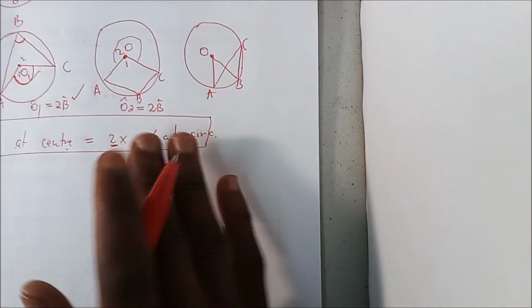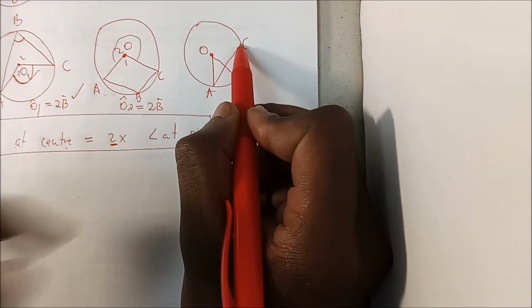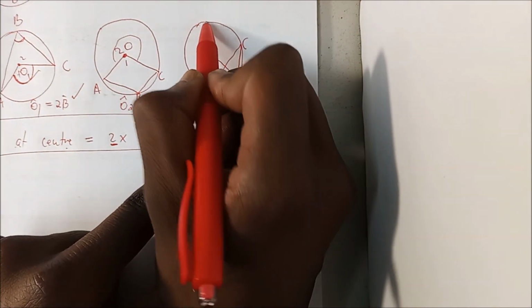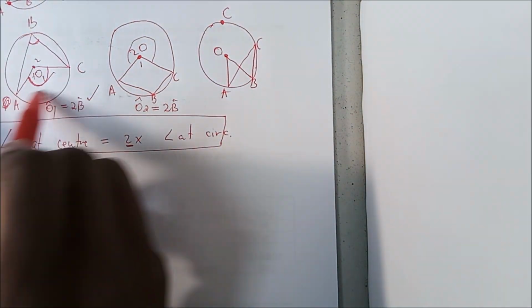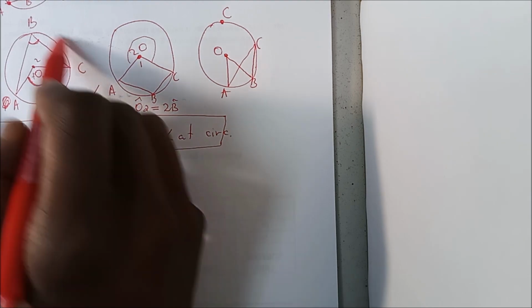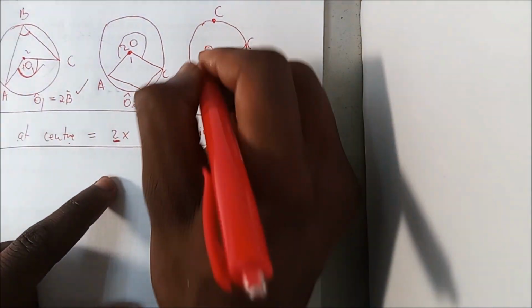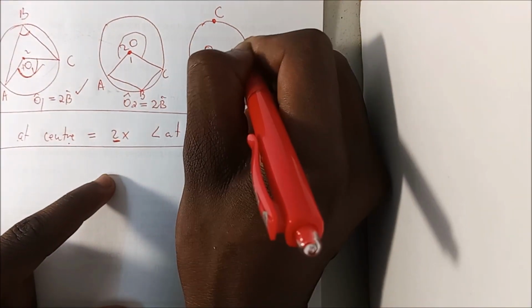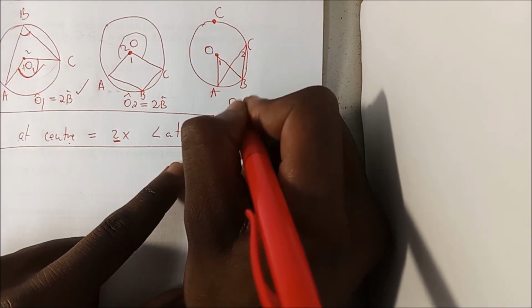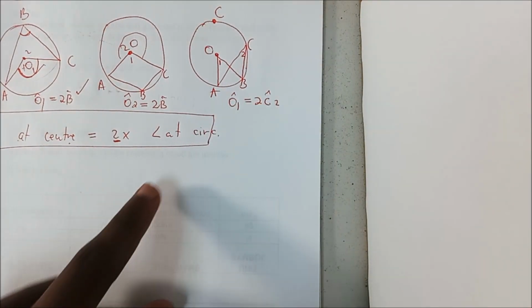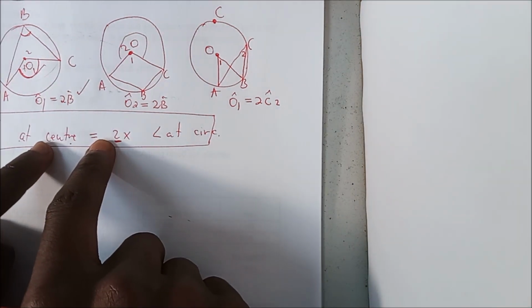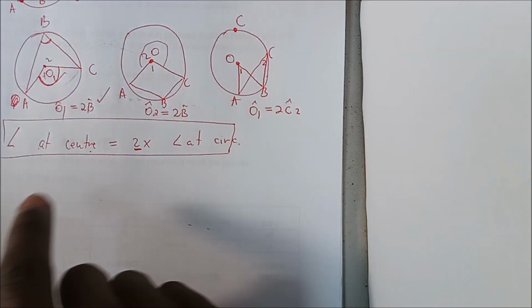So with the third one, if you move C and put it here, are you aware that you will have the same image? You will have the same image. So that means here O1 will be twice C2. The same reason: angle at center equal twice angle at circumference.